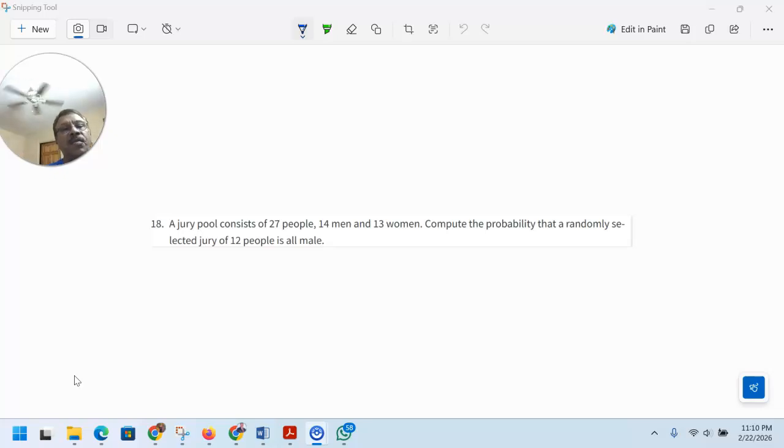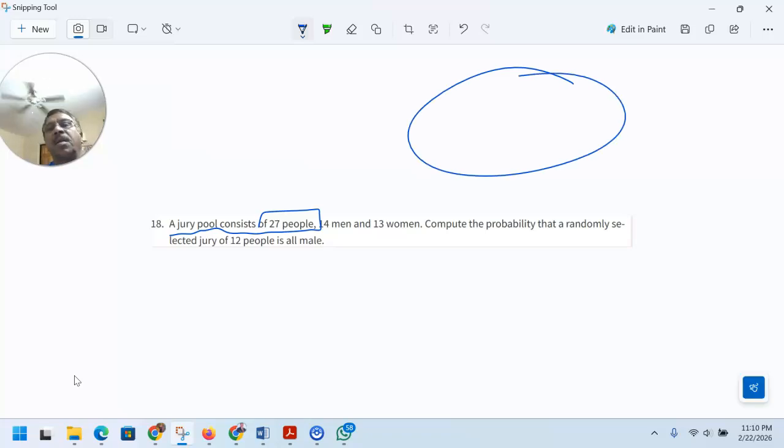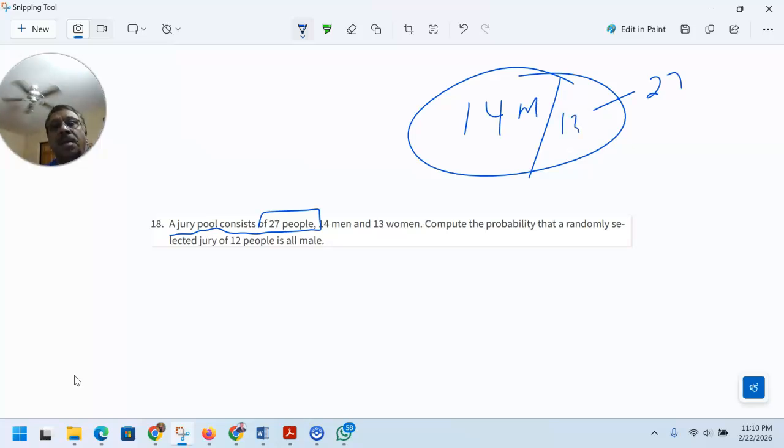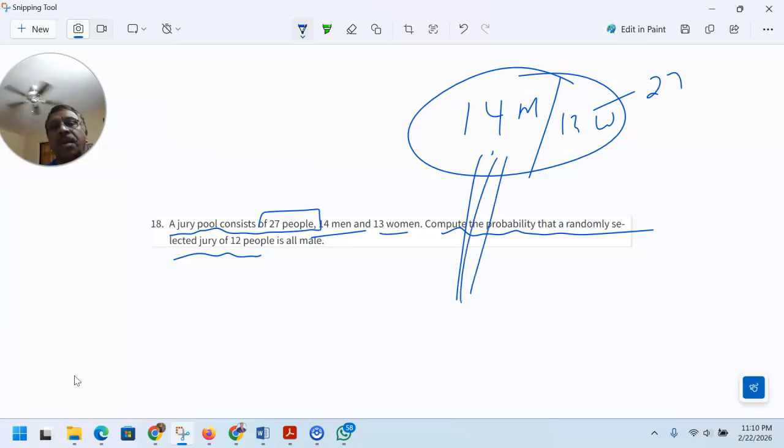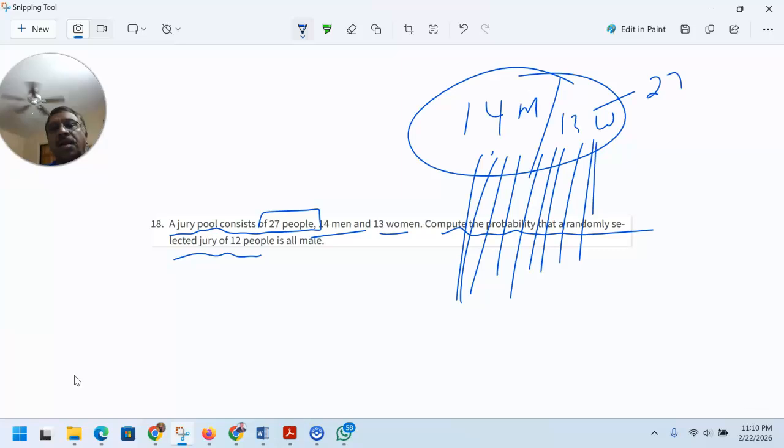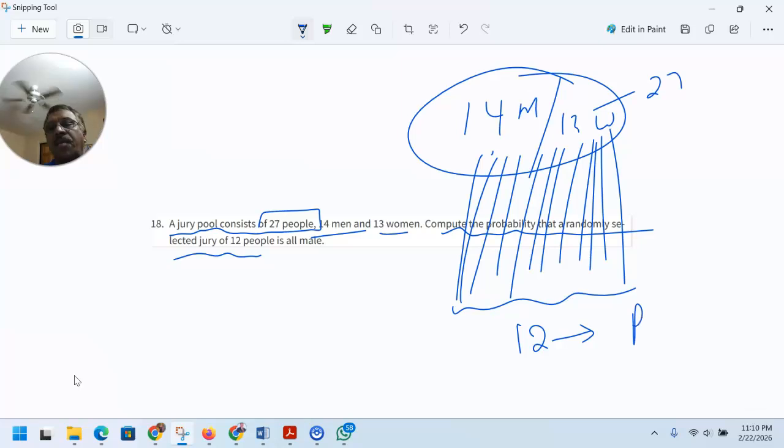Question number 18 says a jury pool consists of 24 people. That means there are 24, but in this there are 14 men and 13 women. Okay. Compute the probability that a randomly selected jury of 12, it means you're picking 12. So you pick 12. What is the probability that all are men, all 12 male?